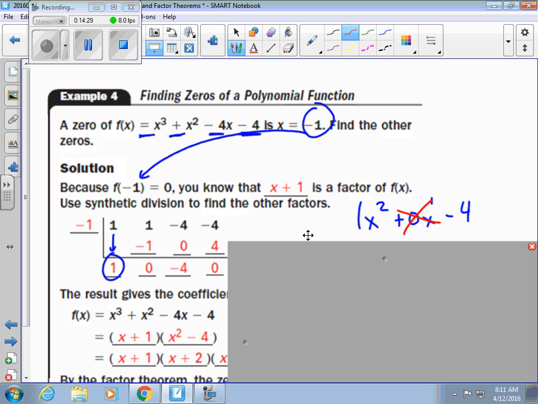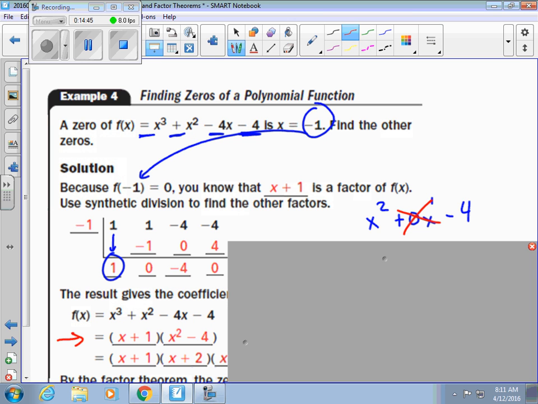So notice now we have x squared. You don't need to write 1 up front. 1 times x squared, just x squared minus 4. And that's what we have on this step here. X plus 1 times x squared minus 4.